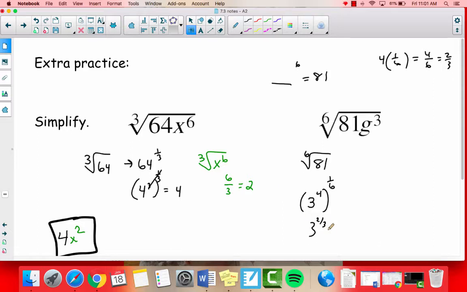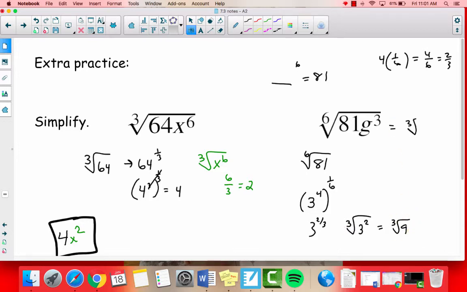And if it helps to change back to your radical form, this would give us the cube root of 3 squared. Well, what is 3 squared? That's 9. So we'd have the cube root of 9, which you cannot break down any further. So there's our first part of our answer, is the cube root of 9.